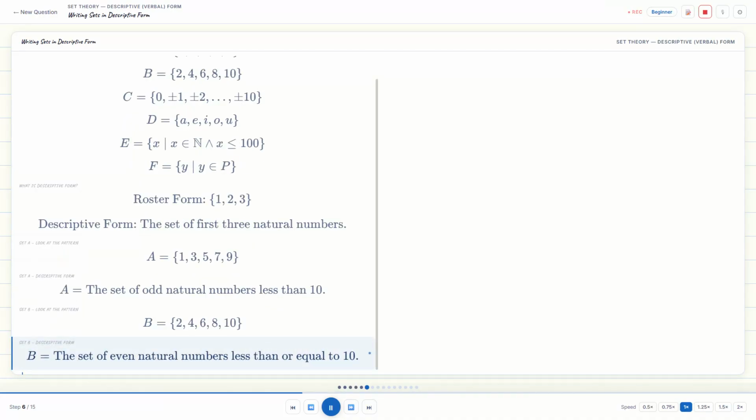So we write B is the set of even natural numbers less than or equal to 10. We say less than or equal to because 10 is also in the set.